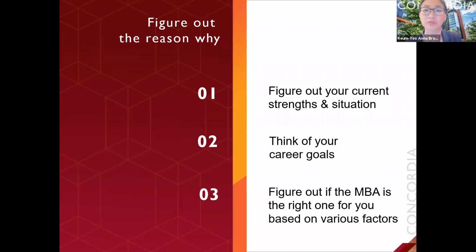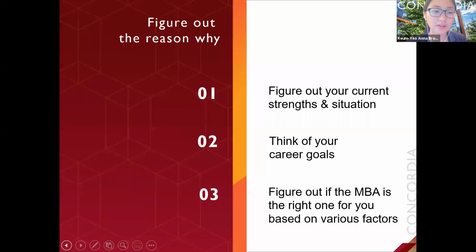So, figure out your current strengths, figure out your situation, think about the career goals that you have and how the MBA fits within the next few years, to make sure that you can maximize your chances of getting admitted, but also see how to prepare for those goals. And figure out if the MBA is the right one for you based on various factors. You might want to think about your budget. You might want to think about the location. You might want to think about what kind of specialties the MBA might have, and so on.